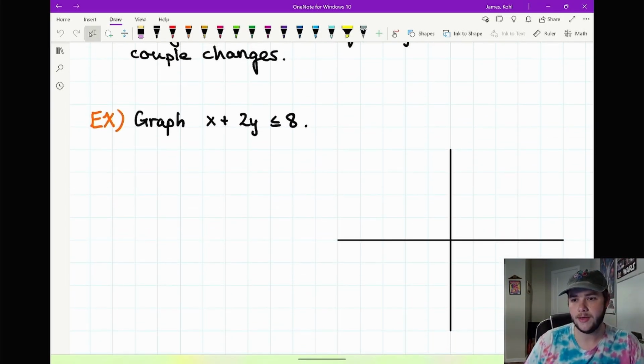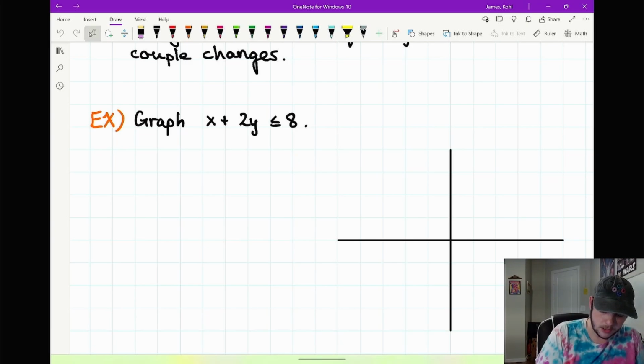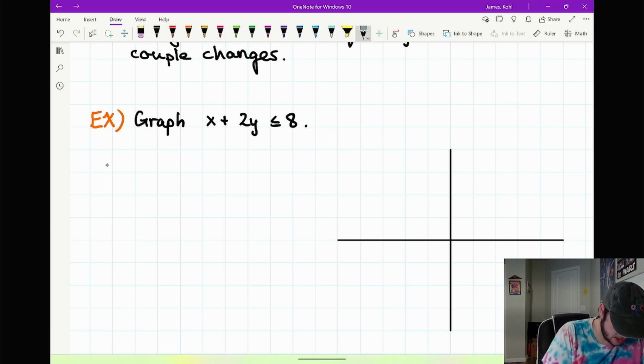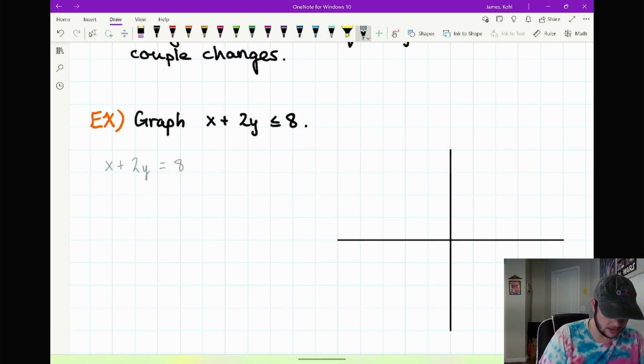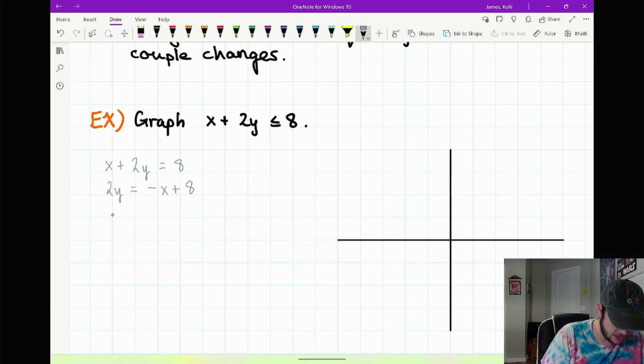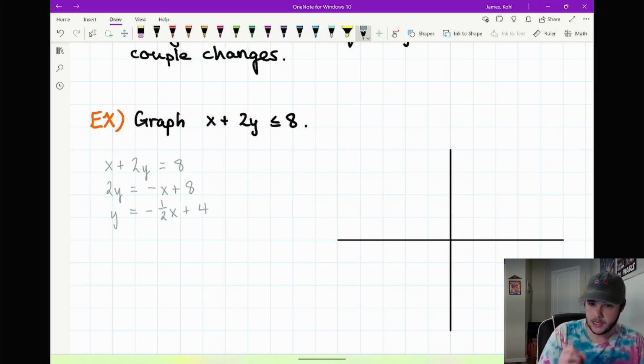x plus 2y is less than or equal to 8. To start, we're going to pretend like this just says x plus 2y is equal to 8. And we probably recognize this as a line. So I solve for y by subtracting x over to the other side, and then dividing both sides by 2 to get y equals negative 1/2 x plus 4. And now I can graph this guy since it's in slope-intercept form.